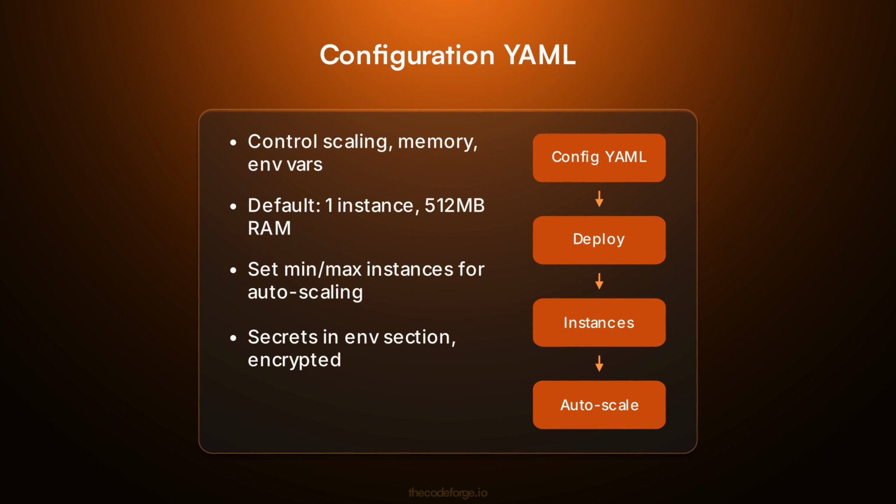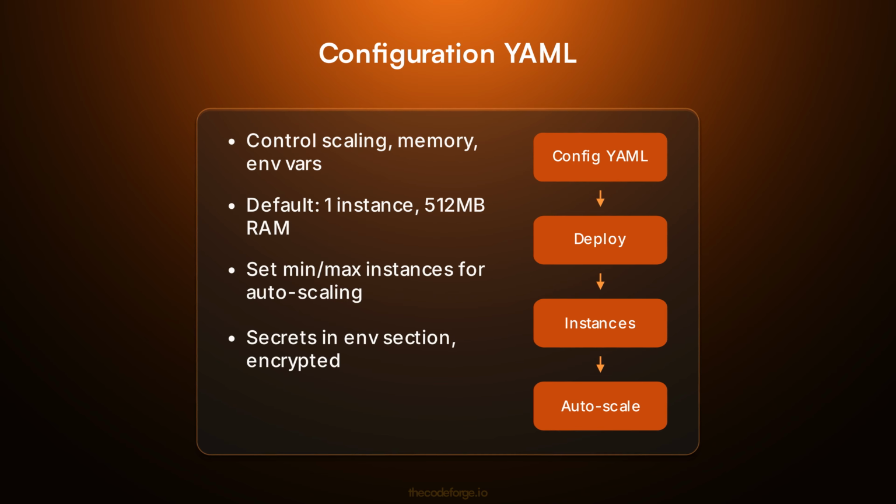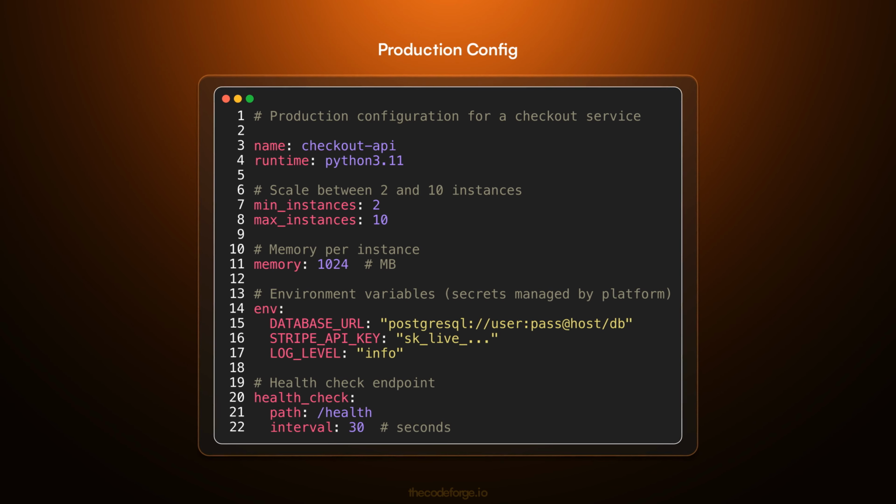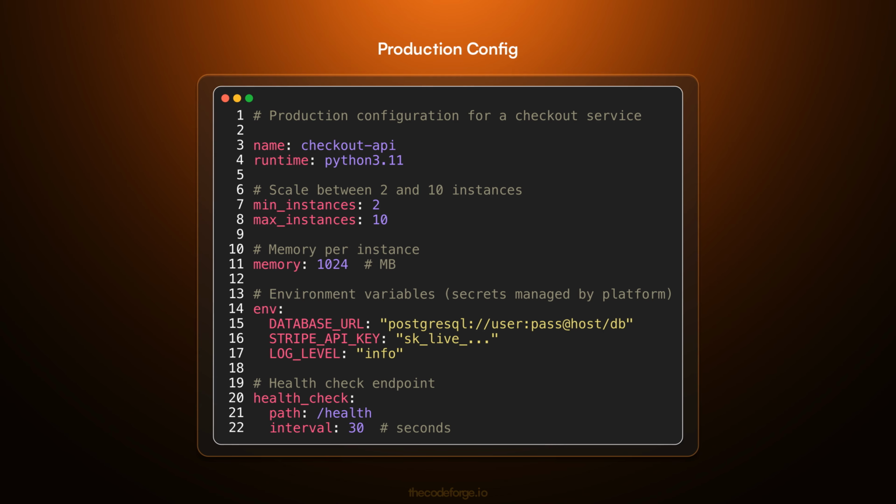FastAPI Cloud uses a YAML config file to control deployment behavior. You can set the number of instances, memory per instance, environment variables, and more. The default is fine for hobby projects, but production needs more. Here's a production config for a checkout service. It scales between 2 and 10 instances, each with 1 GB memory. Environment variables hold secrets. The health check endpoint is called every 30 seconds.